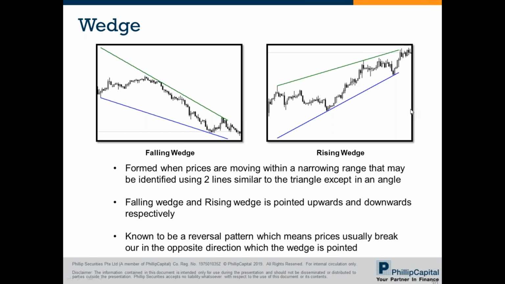Now I mentioned that there were two kinds of pattern earlier. One is the continuation pattern, one is the reversal pattern. So this falls under the category of a reversal pattern, where the completion of this pattern will lead to price moving in the opposite direction of its initial direction. Right, so at the breaking of one of the lines or the breaking of the formation of the wedge, prices will move in the opposite direction.